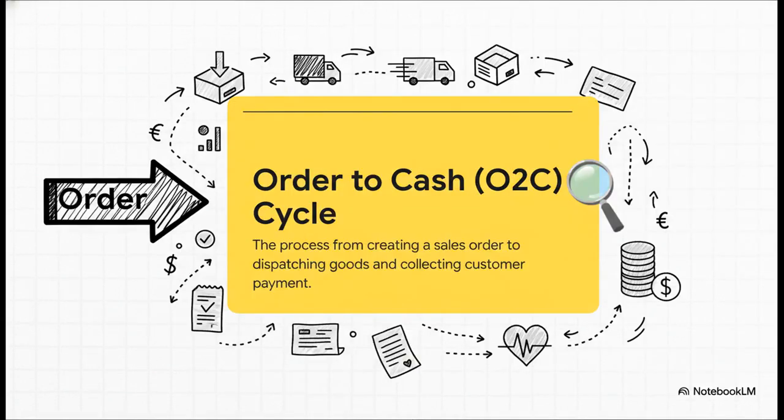So there's actually a name for this whole process. It's called the order-to-cash cycle, or O2C for short. And it's exactly what it sounds like. It covers that entire journey from the second an order is received to the moment the payment is collected. And make no mistake, getting this cycle right is the absolute lifeblood of any company.